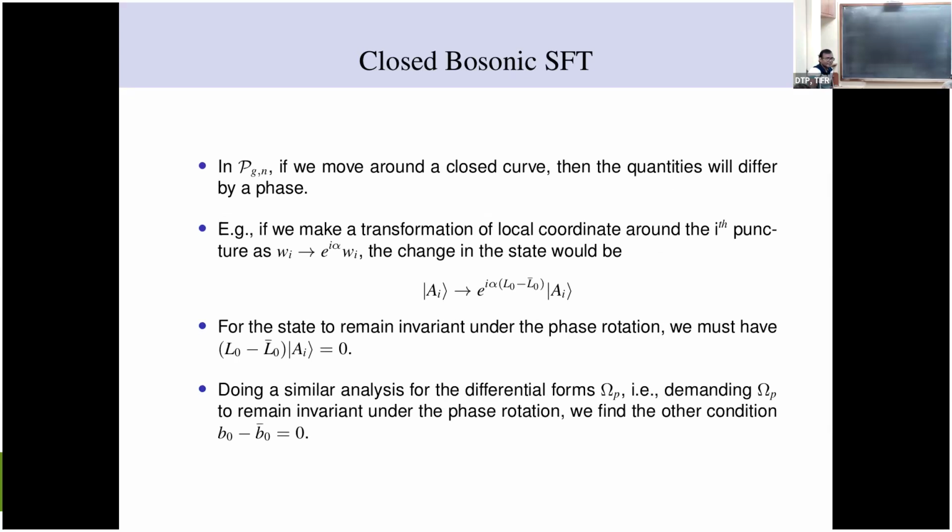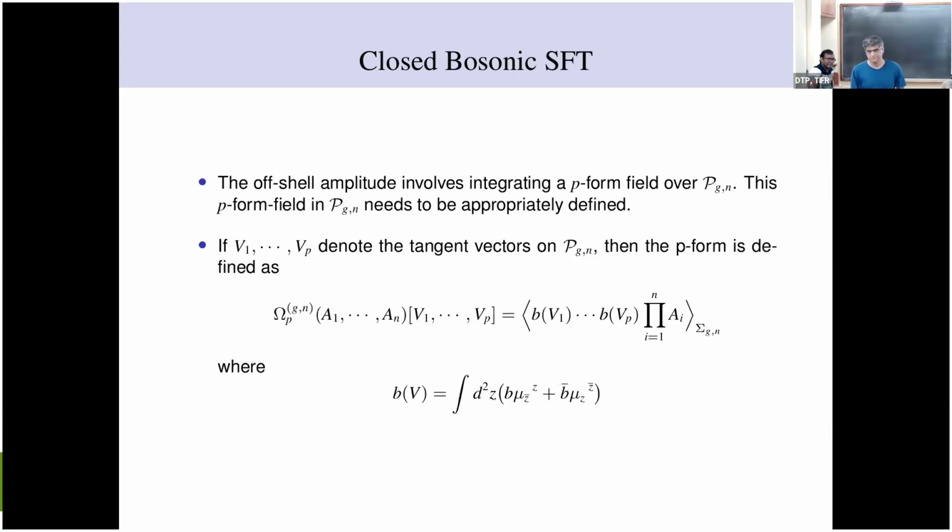Is the P fixed, if you have fixed the number of insertions? Yes. So in general, this P will be the dimension of the moduli space. For bosonic string theory, it will be 6G minus 6 plus 2N. So we have to construct this (6G minus 6 plus 2N)-dimensional form.